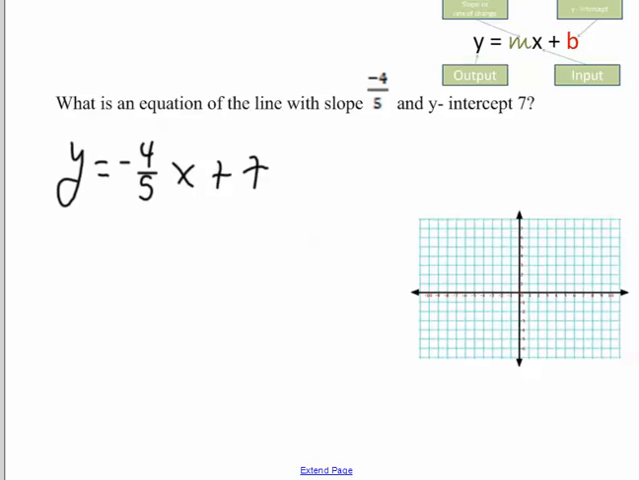Pretty easy. Now, I wanted to graph this. So if I wanted to graph this, I'm going to go to (0, 7). And I'm going to go down 4 over 5. Put a dot. Down 4, over 5. And there is my line. y equals negative 4/5 x plus 7. Pretty easy, right? I don't think it's a big deal.